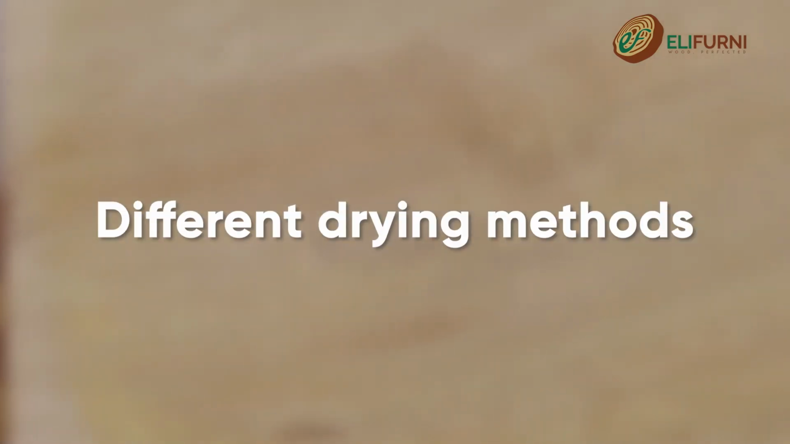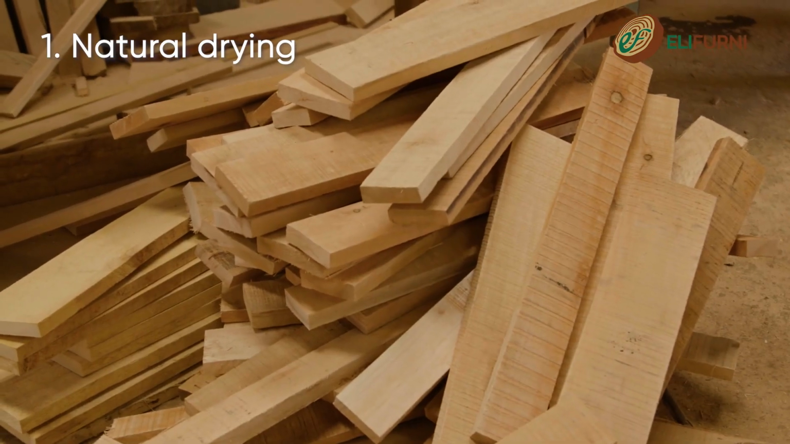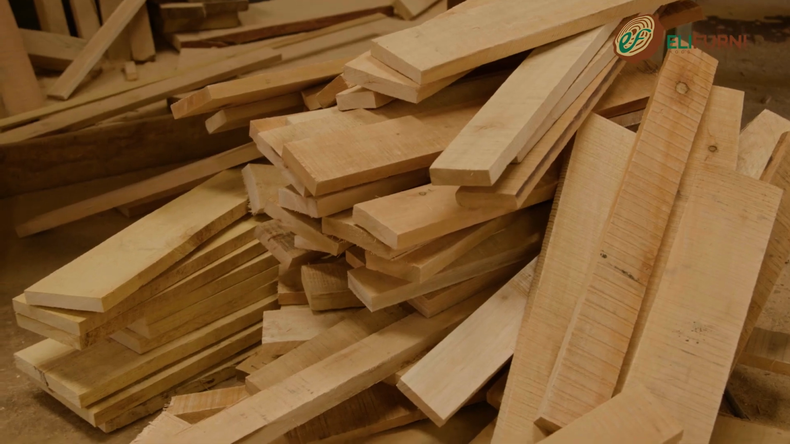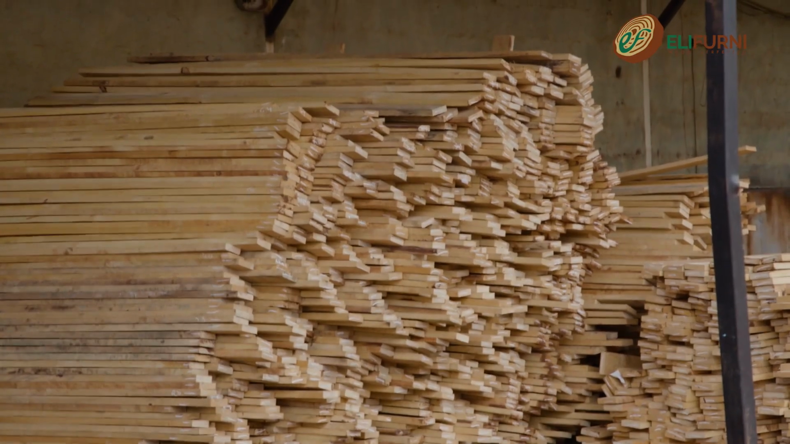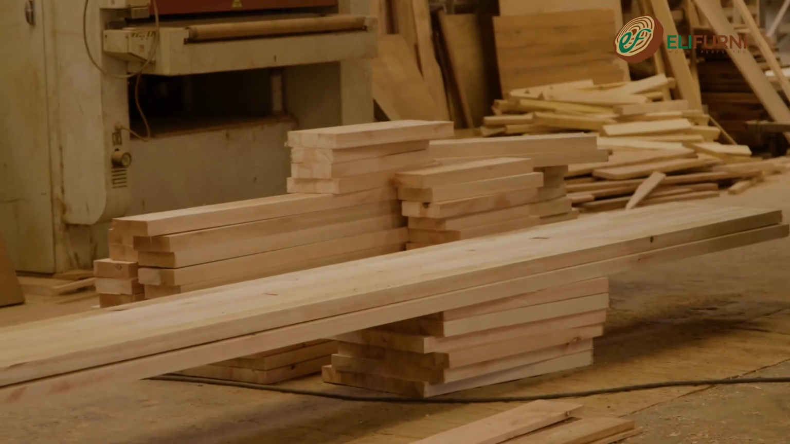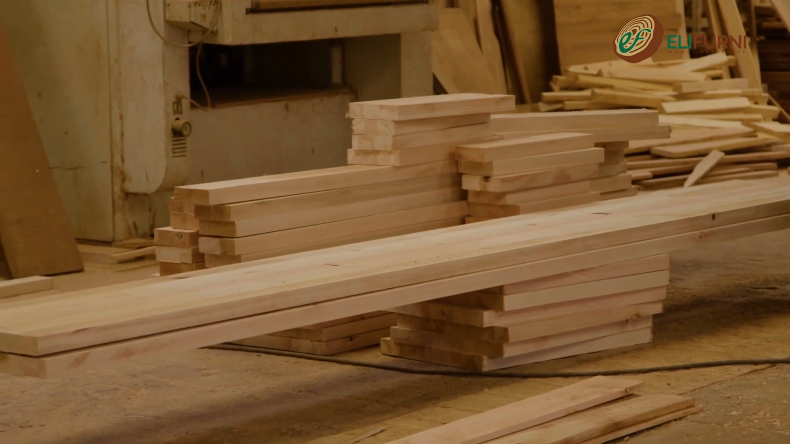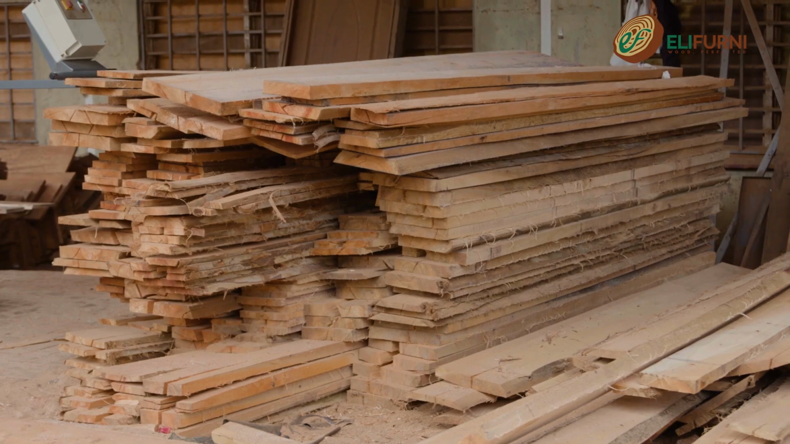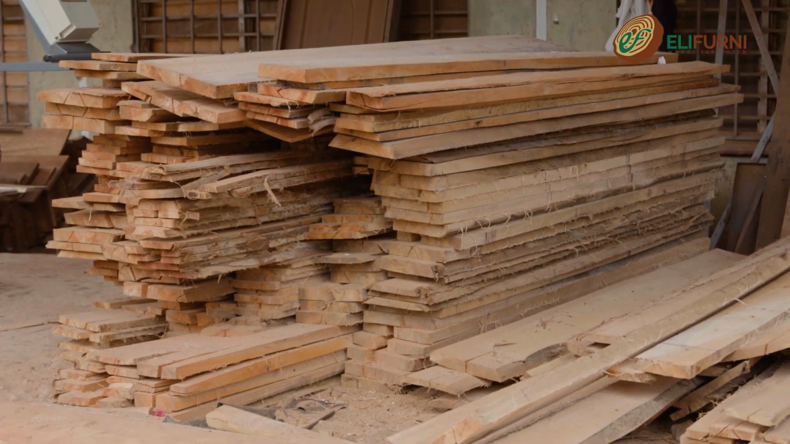Let's explore different drying methods. 1. Natural drying. The natural method is the oldest timber drying method. It is achieved by stacking timber in an open space and allowing it to dry naturally under exposure to the weather. It is the most economical method of drying, requiring minimum investment.